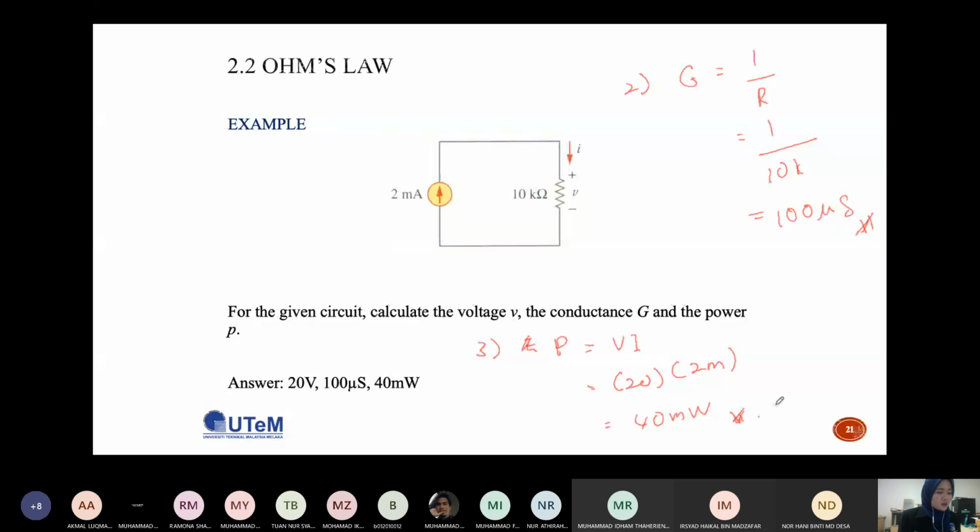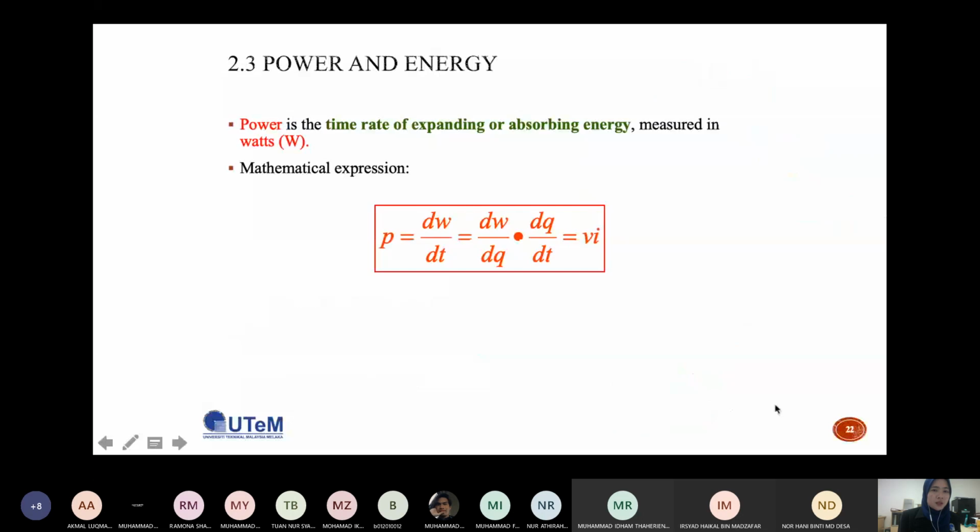Okay, so next subchapter is power and energy. Okay, stated here, power is the time rate of expending or absorbing energy, and power is measured in watts. Okay, previously we already know that P equals VI. Okay, and P also is the same as dW over dt. So dW over dt is basically dW over dQ multiplied with dQ over dt. Okay, so power equals VI.